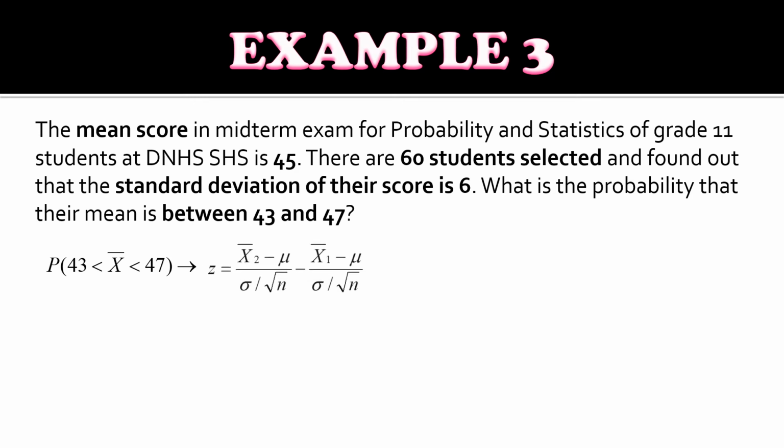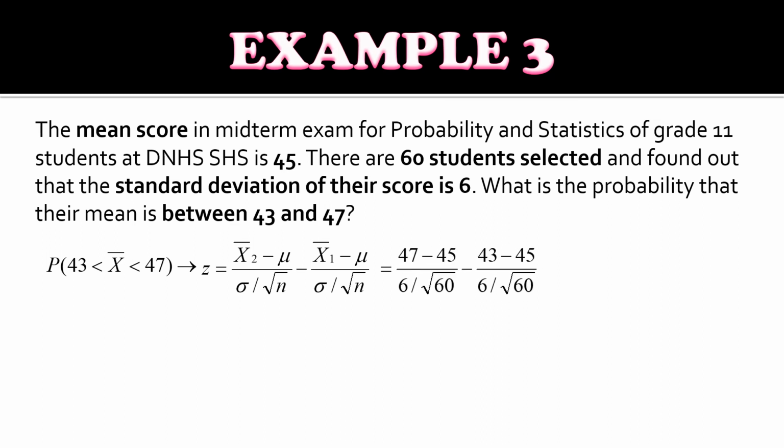Using the same formula, z equals x sub 2 minus the mean divided by the standard deviation over the square root of the sample size, minus x sub 1 minus the mean divided by the standard deviation over the square root of the sample size. Our x sub 2 is 47 and our x sub 1 is 43. Then just substitute the values: 47 minus 45 divided by 6 over the square root of 60, minus 43 minus 45 divided by 6 over the square root of 60. It will give us two values, 2.58 and negative 2.58.